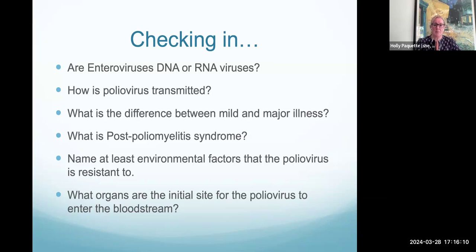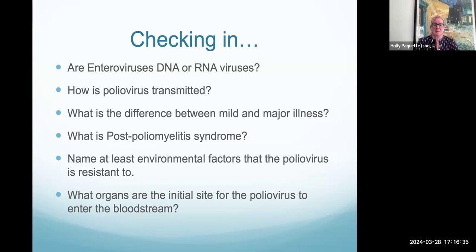What is post-poliomyelitis syndrome? This is a syndrome that occurs usually years after that illness, that paralytic poliomyelitis. Typically what we see here is weakness and pain and fatigue, often in smaller limbs in those areas that were originally infected. And this can take decades to develop.